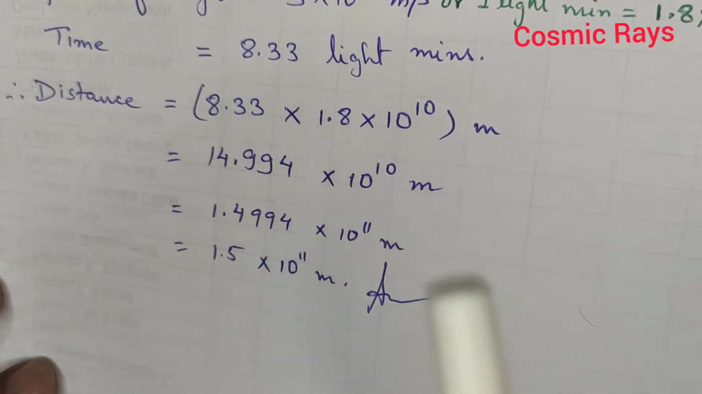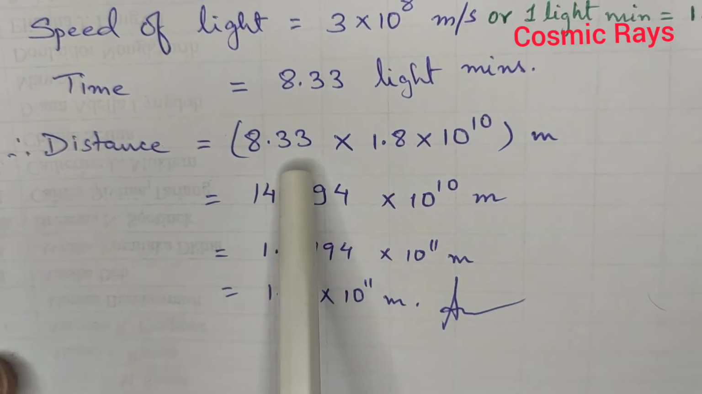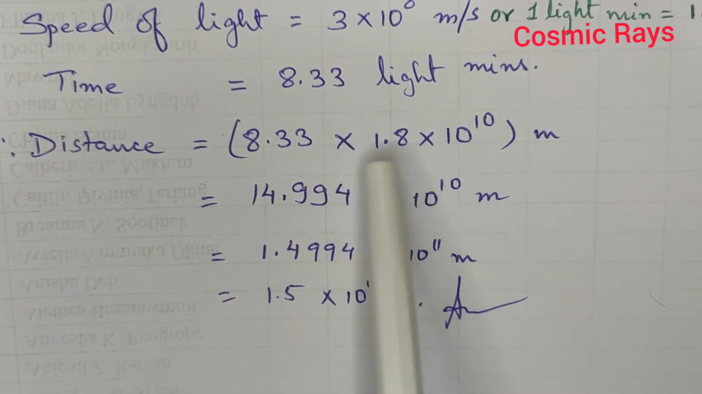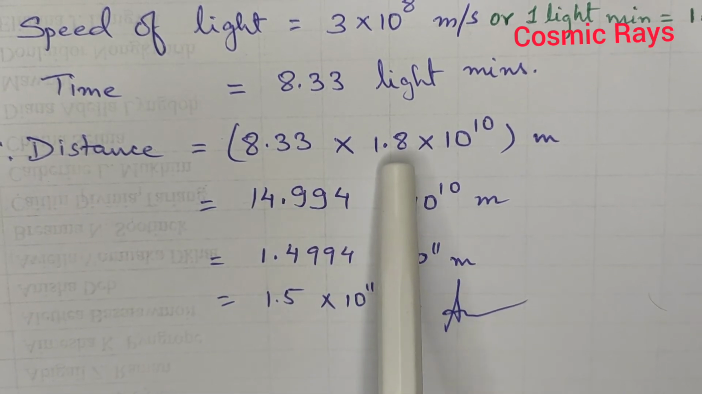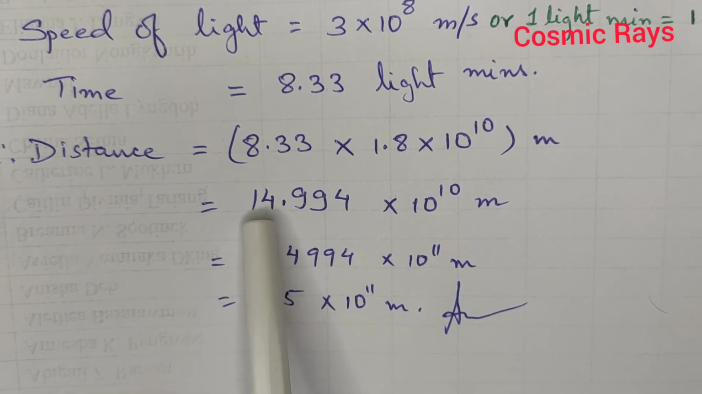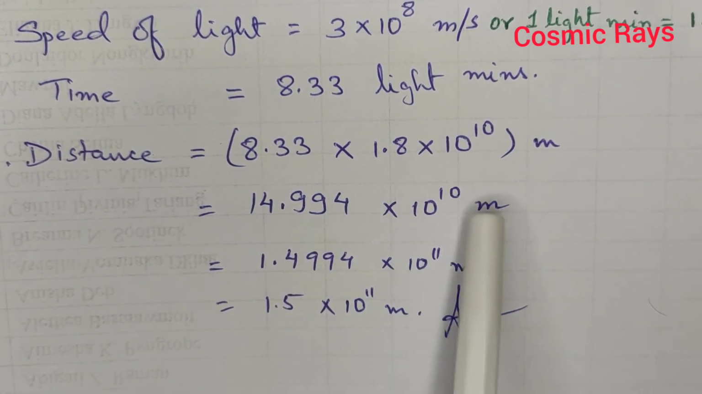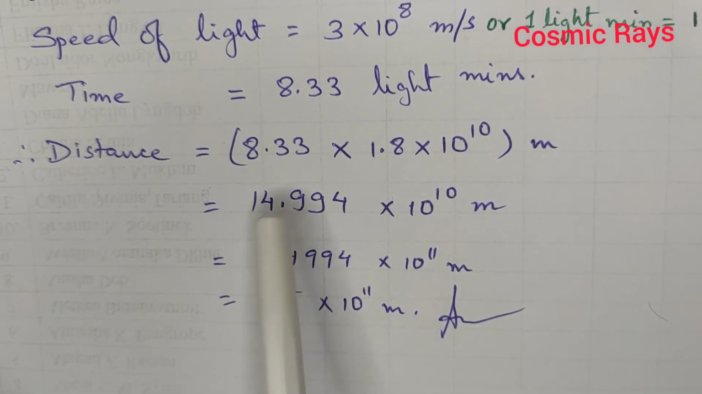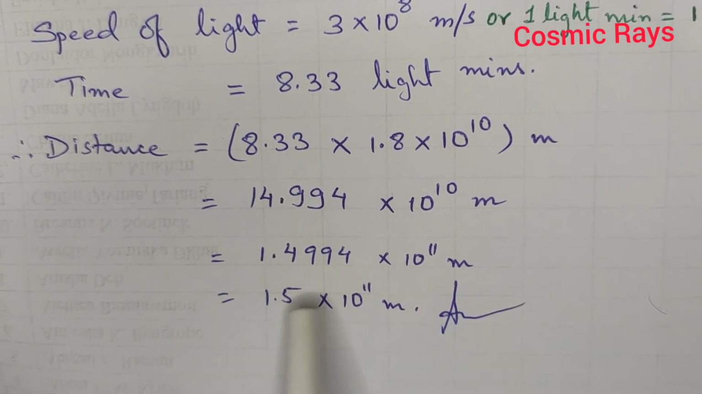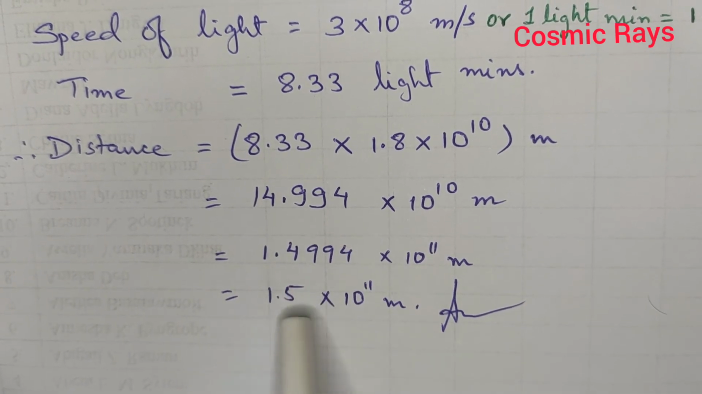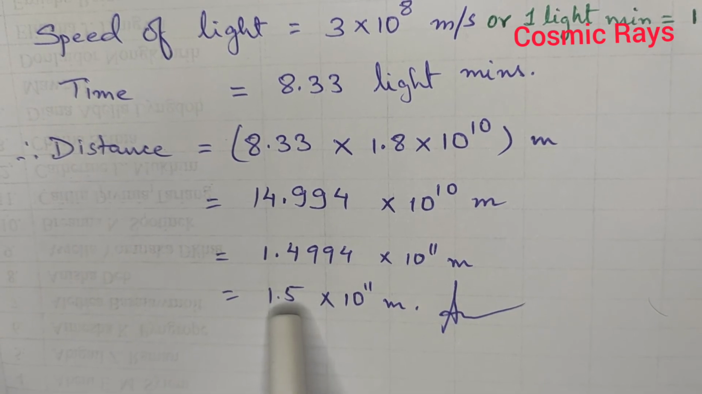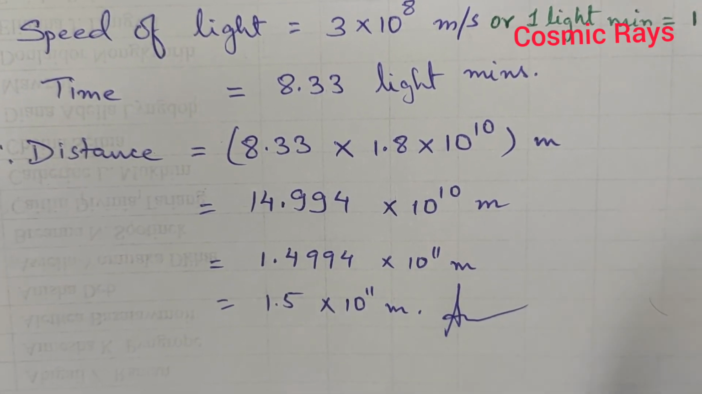So here I have just multiplied both of them. So distance is equal to 8.33 into 1.8 into 10 raised to the power 10 meters. Now if you multiply these two, we get 14.994 into 10 raised to the power 10 meters. Now if we shift the point this side, it becomes 10 raised to the power 11 meters. If we round it off, then we can write 1.49 as 1.5 into 10 raised to the power 11 meters.